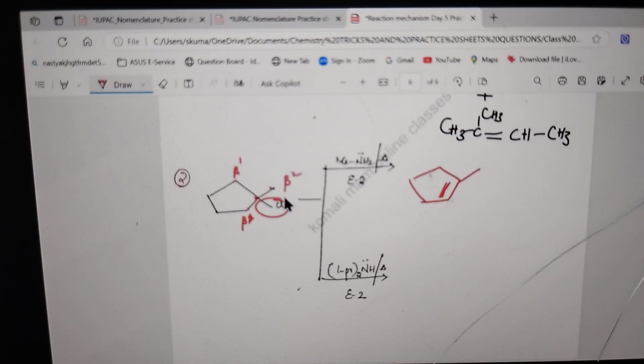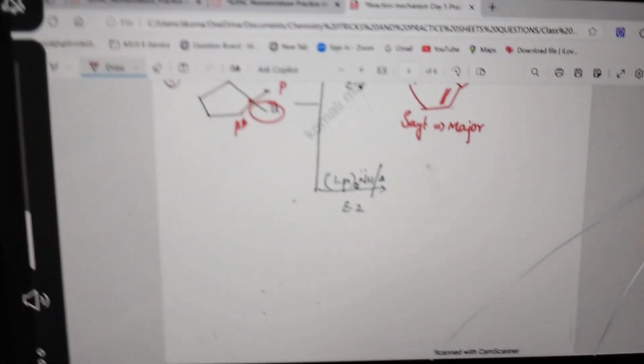This is beta 2. Now outside if you remove less crowded, inside if you remove more crowded. So more crowded is major according to Saytzeff's. Saytzeff's major product is the endocyclic product. Endocyclic: within the brackets, within the ring, the double bond is present.